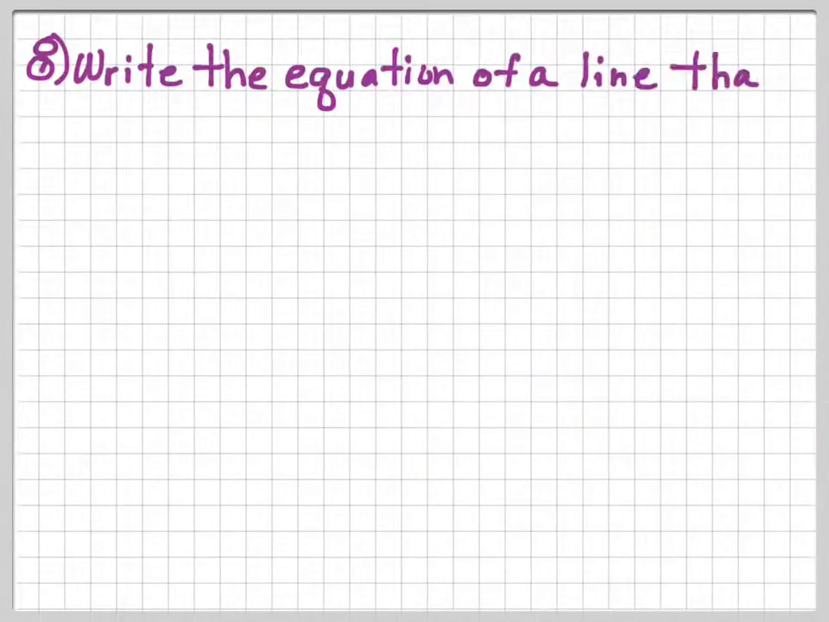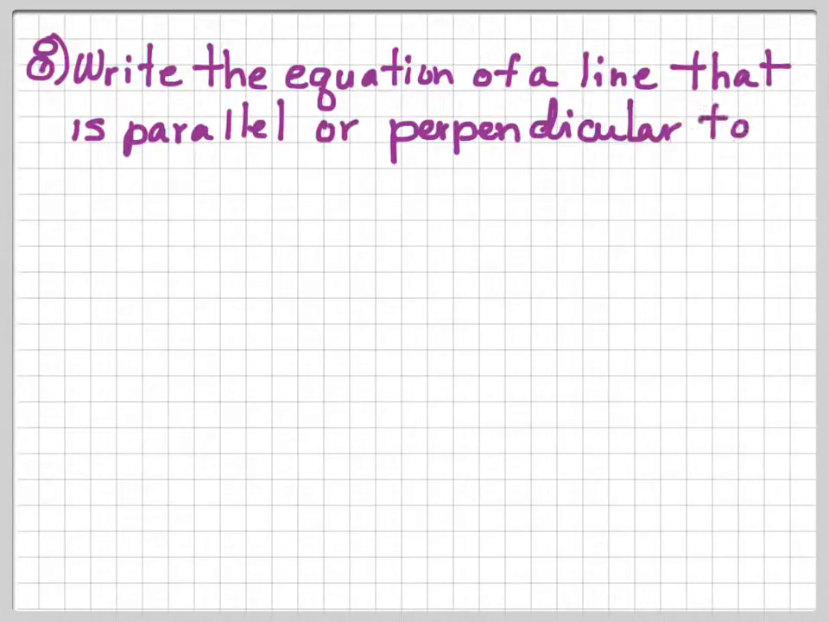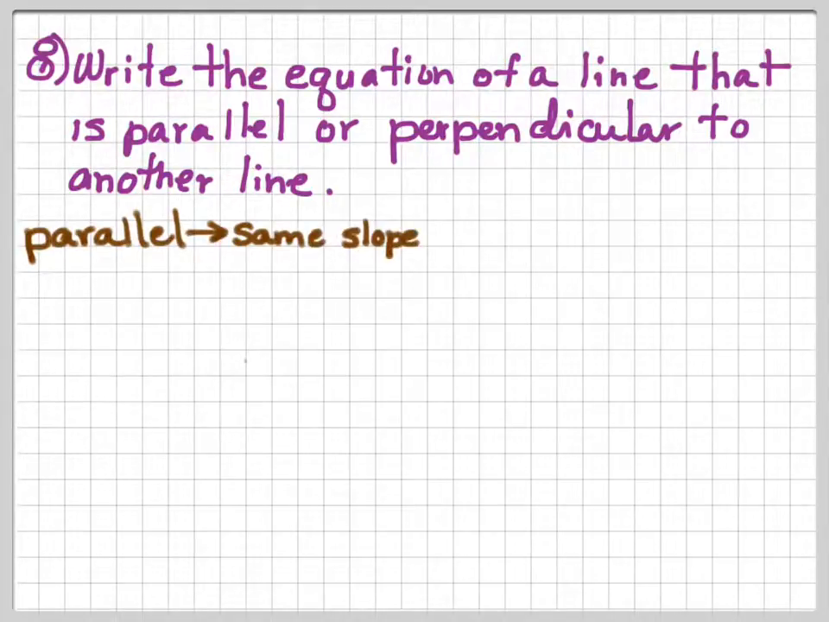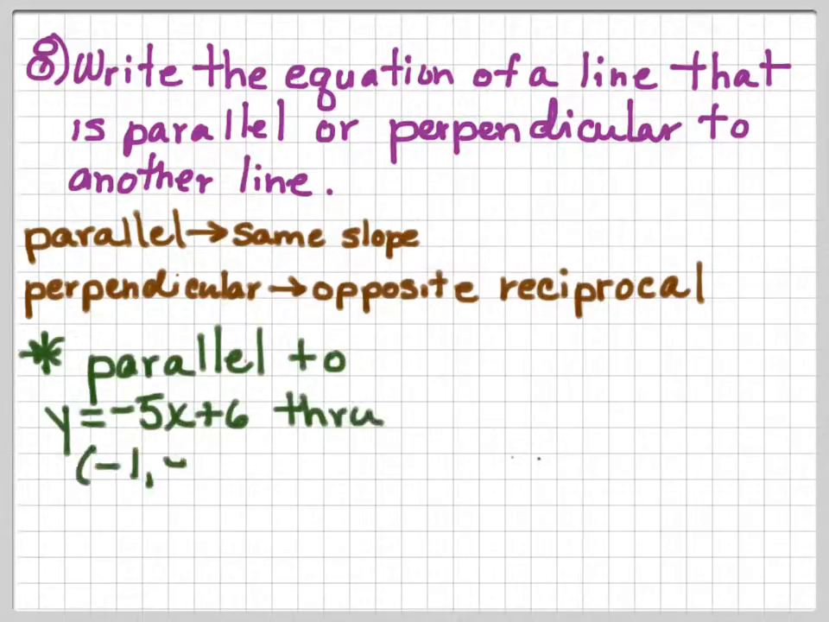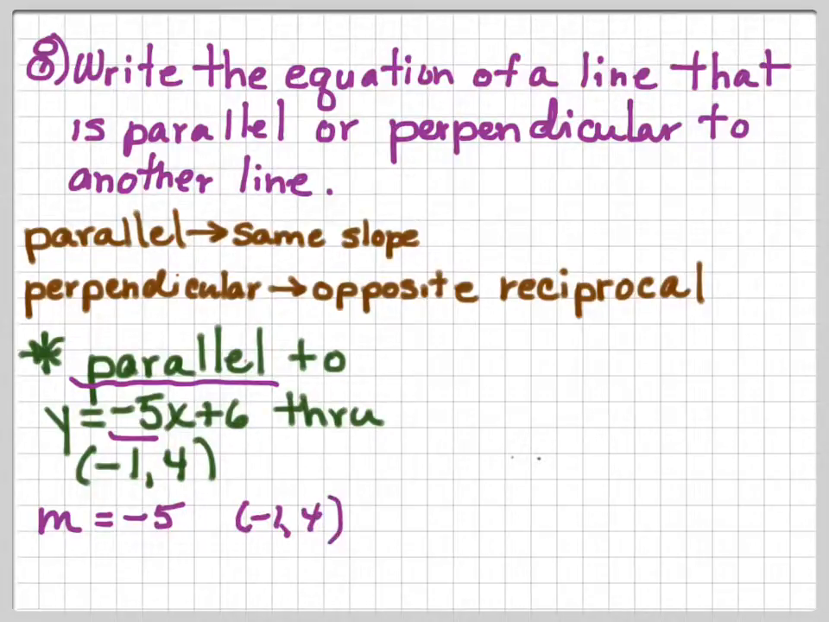Okay, write the equation of a line that is parallel or perpendicular to another line. Remember, parallel lines have the same slope. Perpendicular lines have slopes that are opposite reciprocals. Opposite meaning opposite sign, and reciprocal meaning whatever the number is, you flip it upside down. So for instance, if I want to go parallel to negative 5x plus 6 through the point negative 1, 4, then my slope is going to be negative 5 because it's parallel to the line I was given. And now I want to go through the point negative 1, 4.